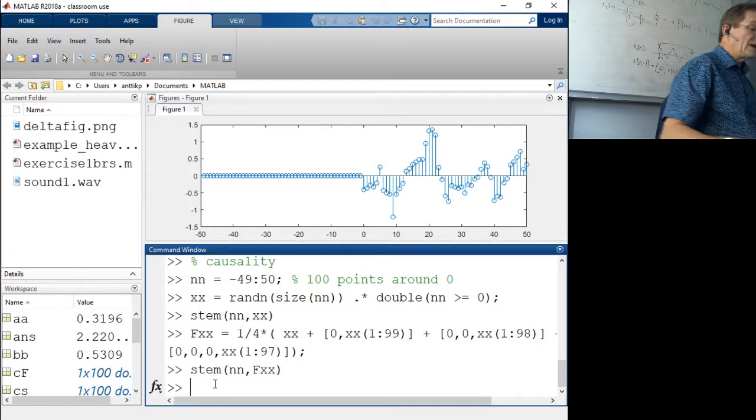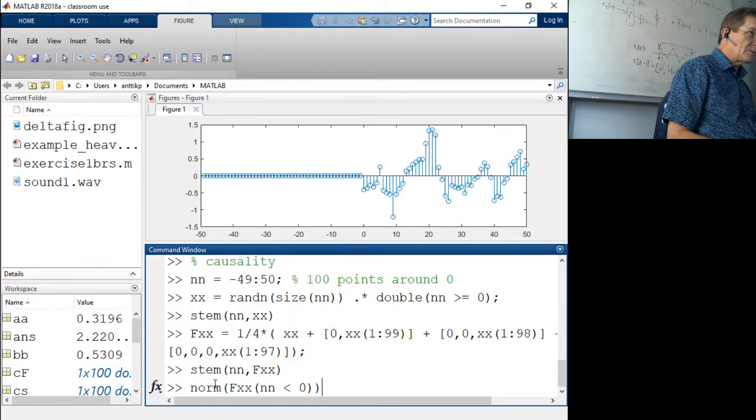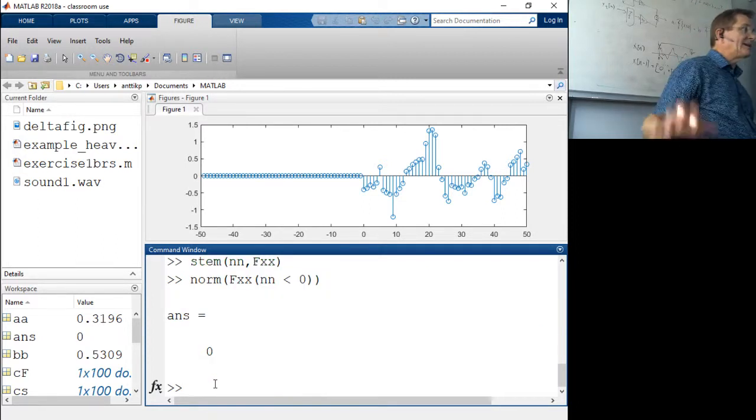So now we can test it by saying norm of FXX where indexes are less than 0. That's supposed to be 0. That's exactly 0. There's nothing on the output before the signal starts. Causal system. Good. So if this was something other than 0, then it would be non-causal. Good.